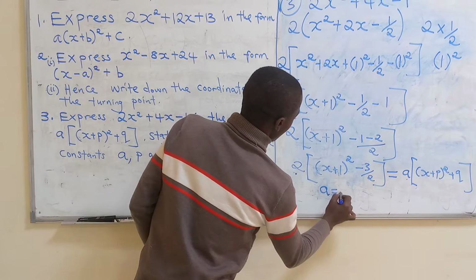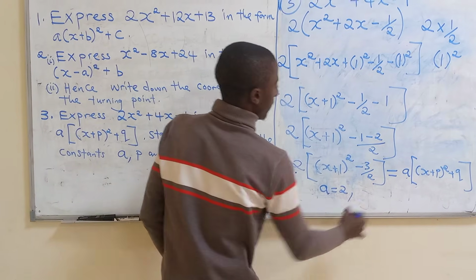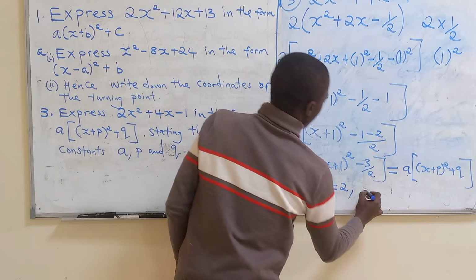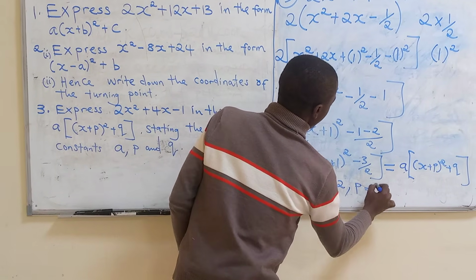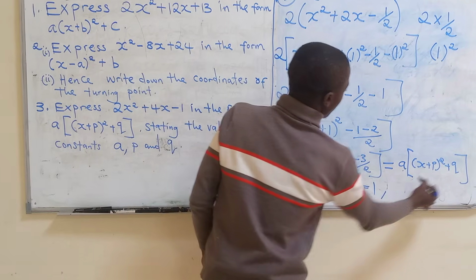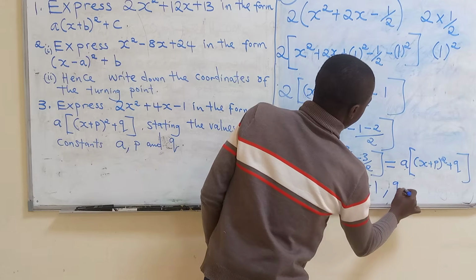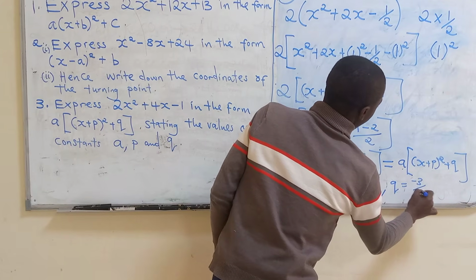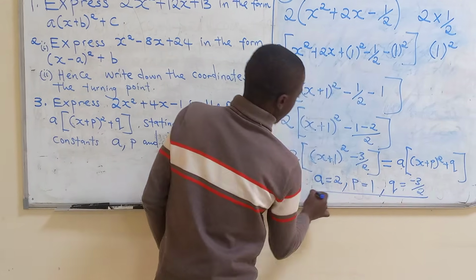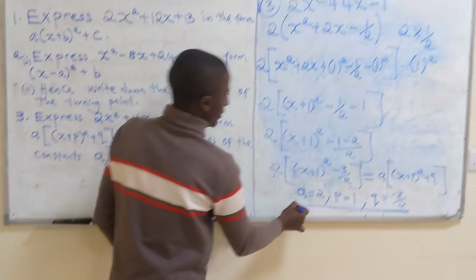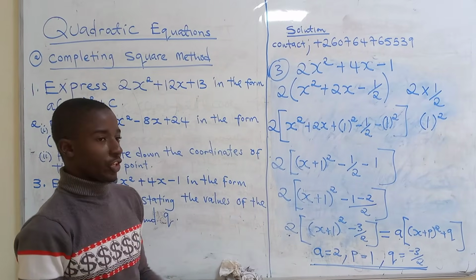So a is equal to what? To 2, comma, p is equal to what? To positive 1. And then q is equivalent to what? To negative 3 over 2. So these are the constant values for a, p, and q.